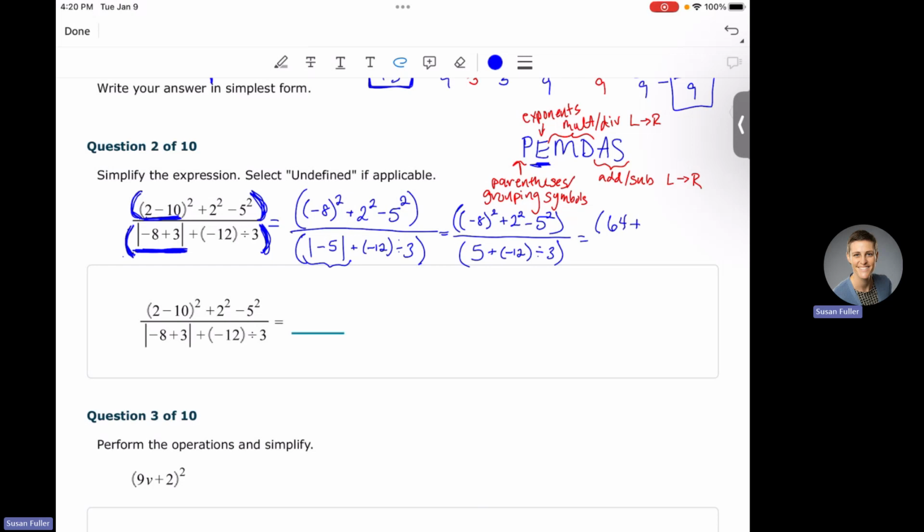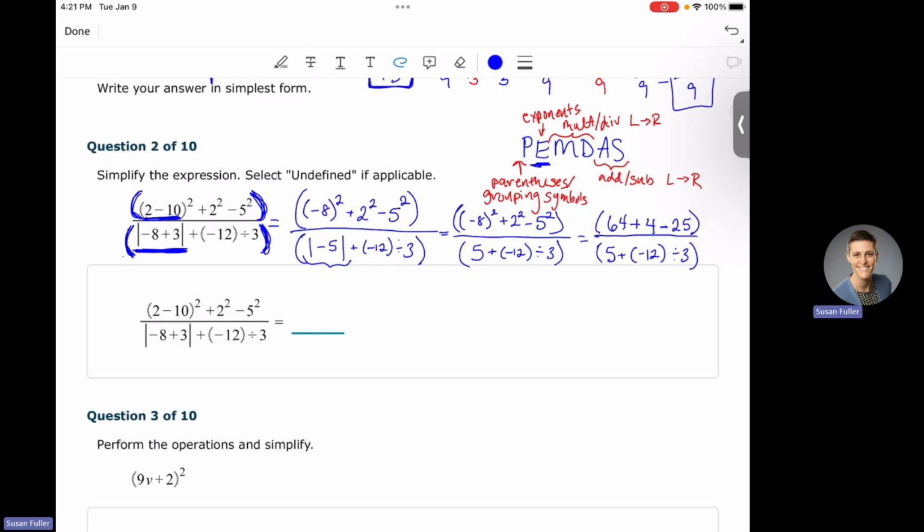And then we've got this plus here, 2 squared. That means 2 times 2, which is 4. And then we've got this minus sign, and then 5 squared is 5 times 5, 25. Okay, and then on the bottom, we don't have any exponents at all, so I'm just going to leave that. We'll do one step at a time. Okay, so we just did the exponents on the top and the bottom.